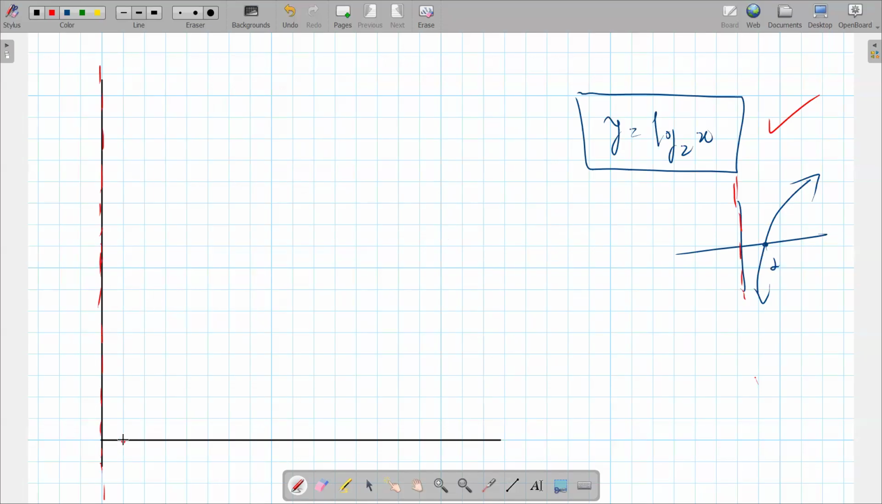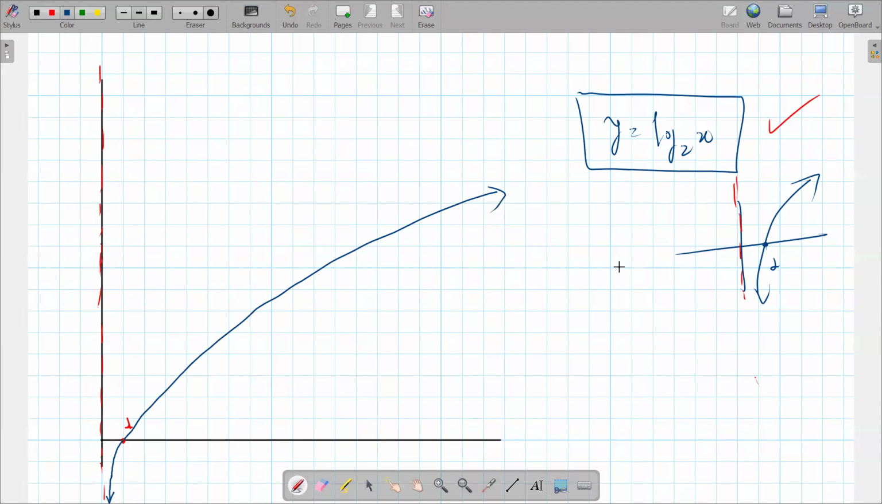They always go through the x value of 1, like how the parent function of exponentials goes through the y value of 1. It's going to come from down there. It'll never cross that asymptote. It's going to cross through this x-intercept, and then it's just like a square root function. So that's the sketch of log base 2.